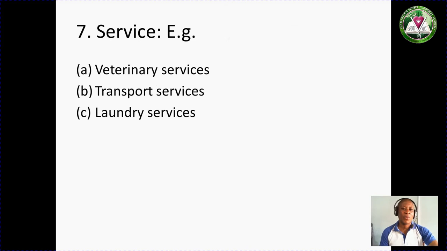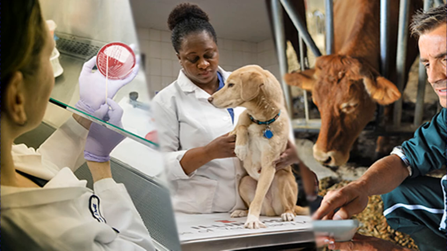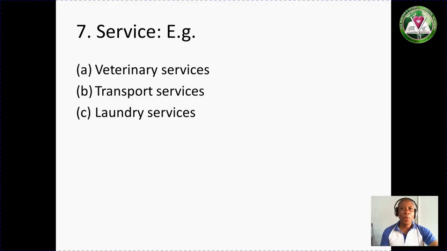So let us look at services. This is another area of self-employment avenue, another avenue that can help to employ people, to make them independent or self-employed. We call these services. An example of services include veterinary services. These are people who take care of our animals. Call them veterinarians. The science of doing it is known as veterinary sciences. So this is another area that somebody can venture into as a self-employed person.